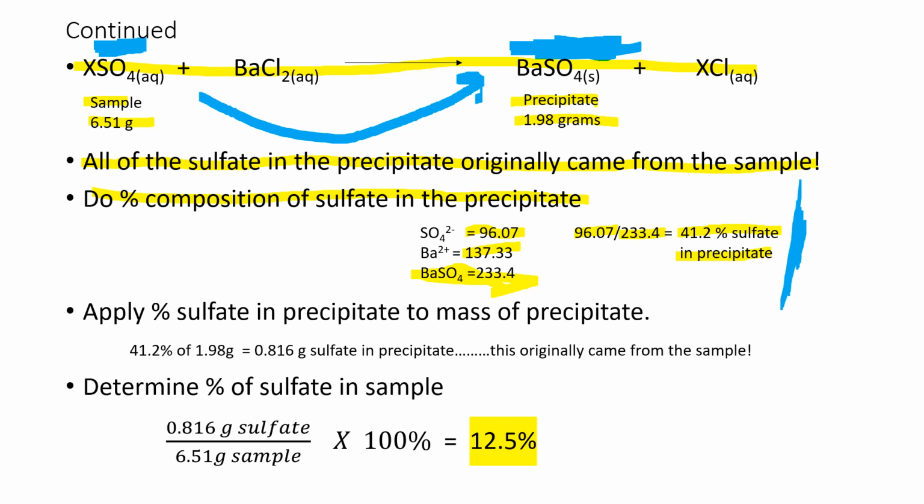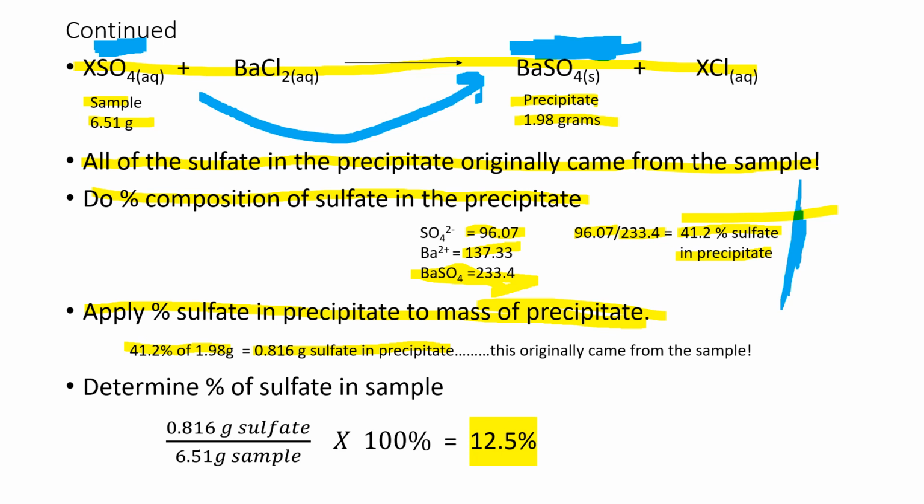So what we want to do is we want to apply that percentage of sulfate in the precipitate to the actual amount of precipitate we have. Regardless of how much barium sulfate you have, when you have barium sulfate, 41.2% of it is always sulfate. So we're going to take 41.2% of our 1.98. So when you take 41.2% of that 1.98 grams, you're going to get that there's 0.816 grams of sulfate in that precipitate.